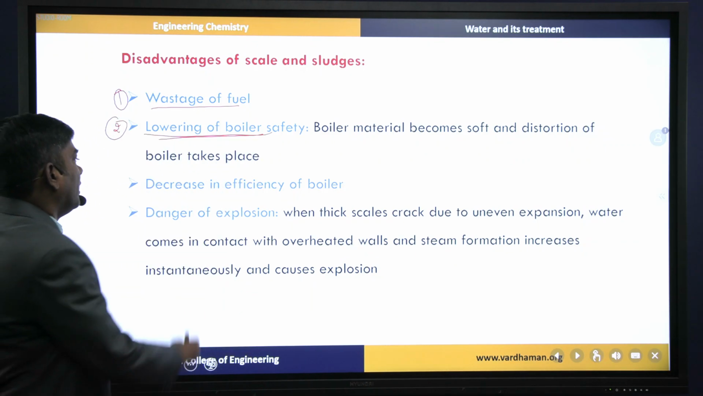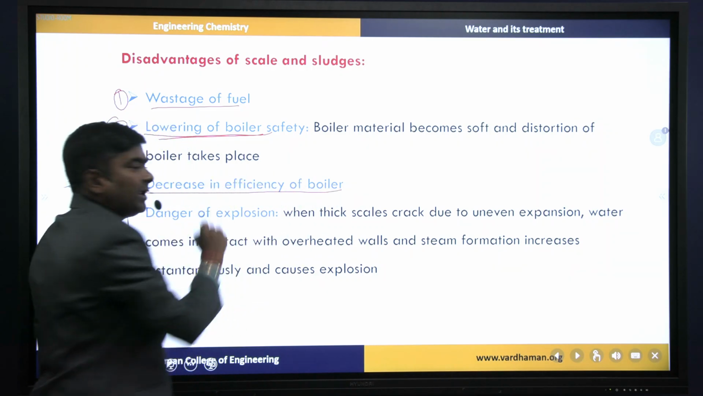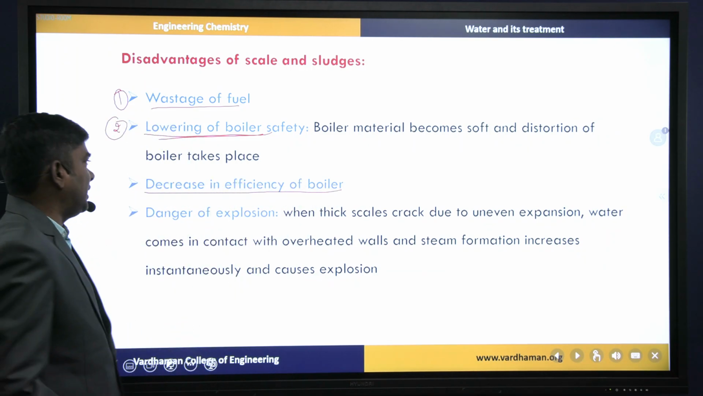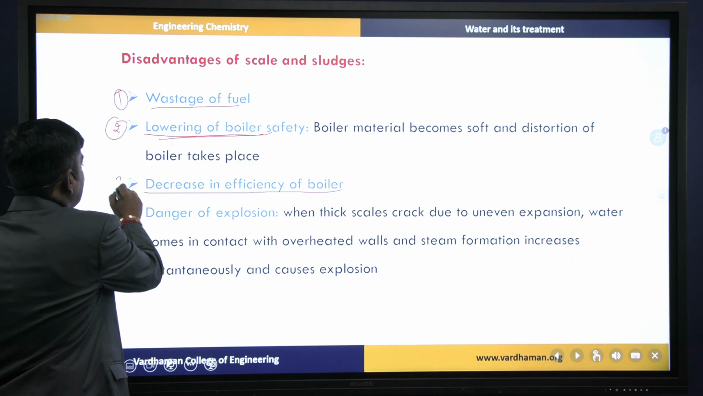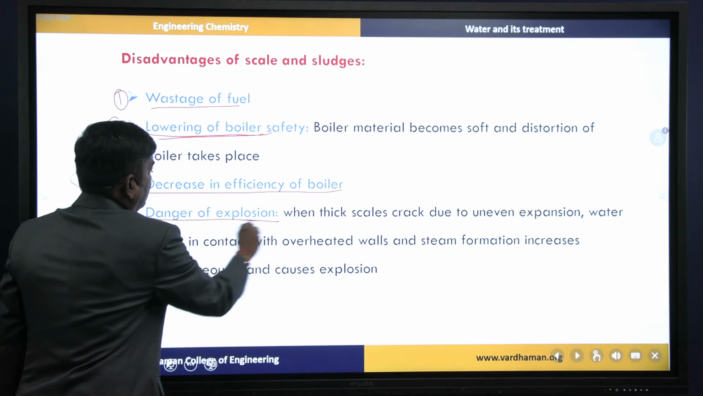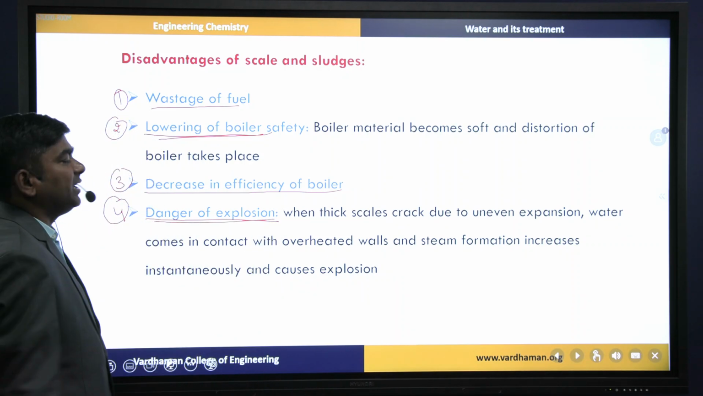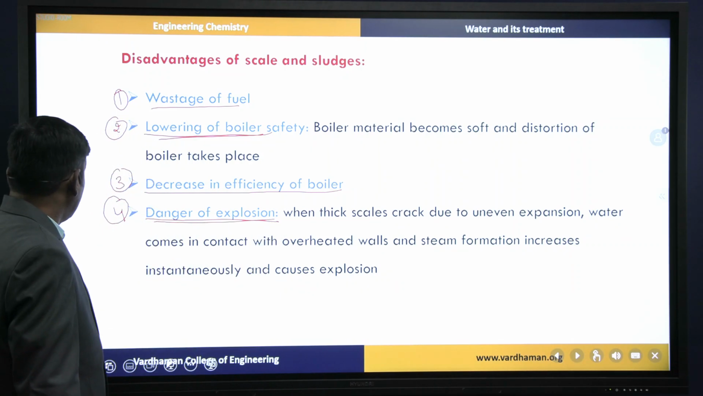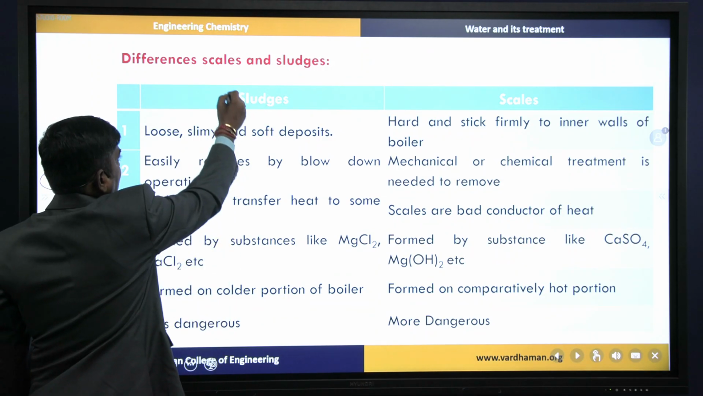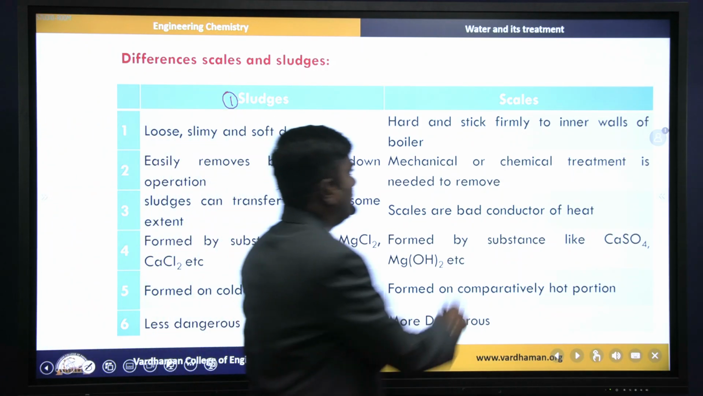Next, decrease in efficiency of boiler. The boiler may not work properly, so boiler efficiency decreases. And the danger of explosion: when we give overheating, that may lead to explosion of the boiler.